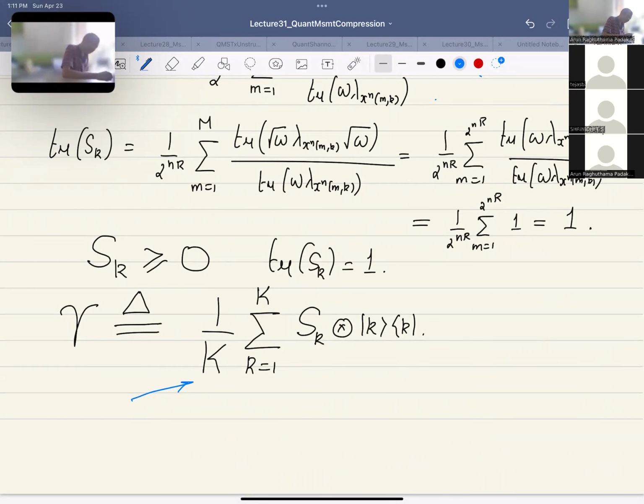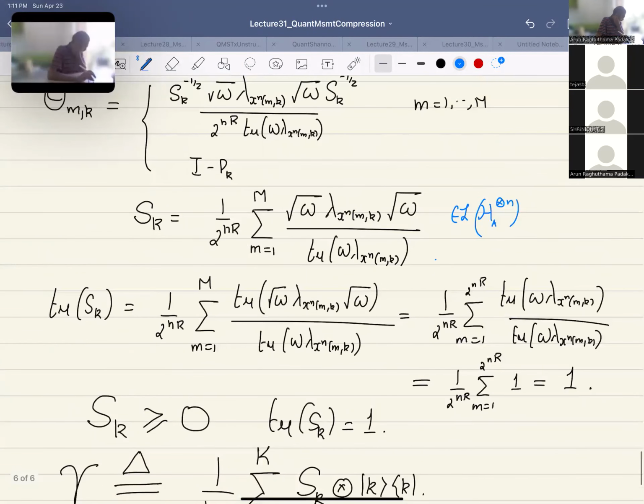So now clearly you can show that trace gamma is 1. So gamma is a state. Some weird object, I don't care what it is. So now you know what phi gamma is. Phi gamma is the purification of gamma. Okay. So the question is why, right?